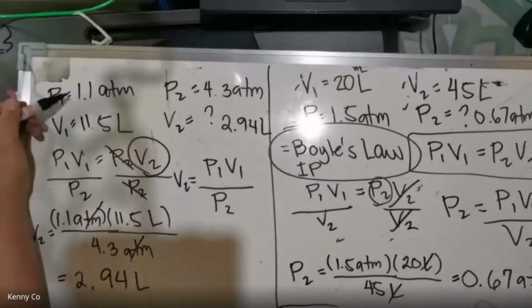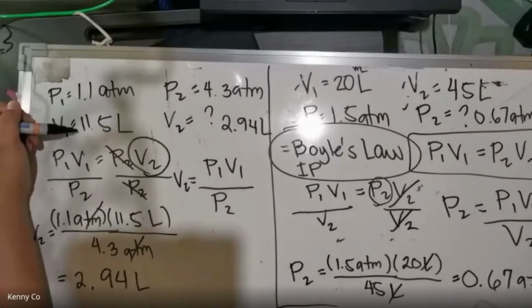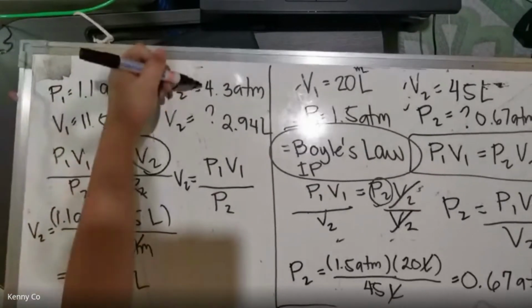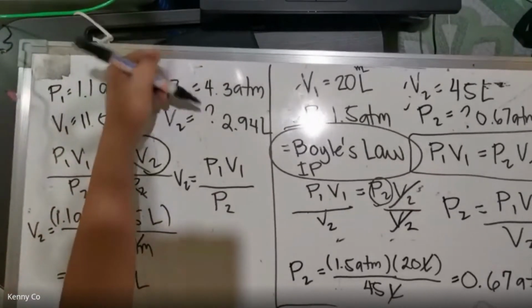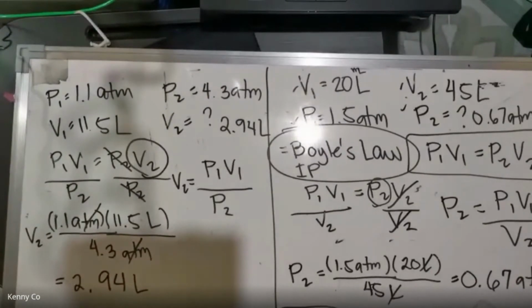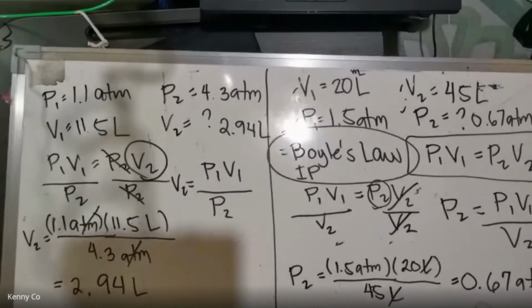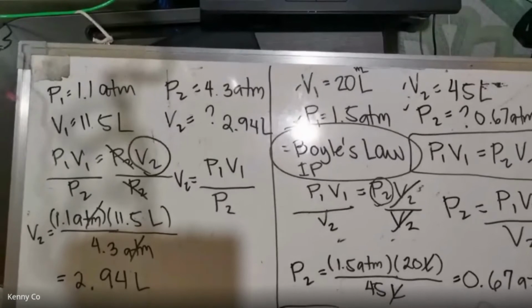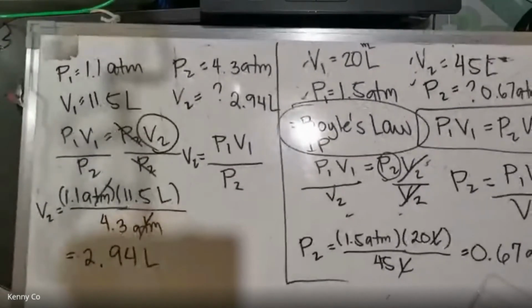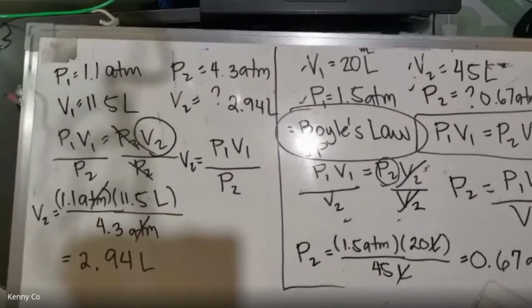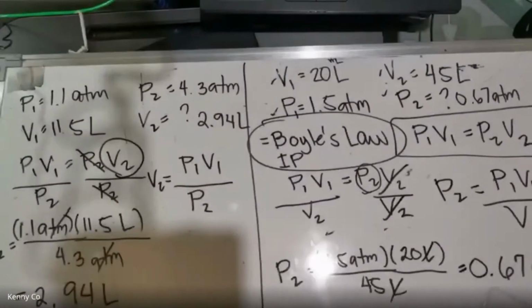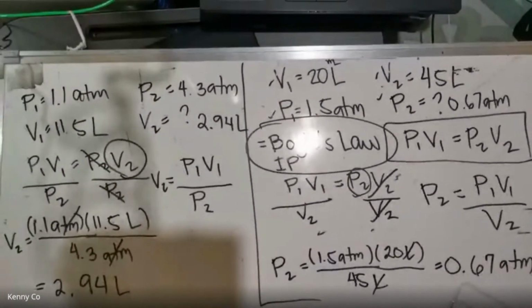Nung ang pressure niya ay 1.1, ang volume ay 11.5. Nung tinaasan ng pressure to 4.3, ano nangyari sa volume? Bumaba. So, inversely proportional. Madali lang ang gas law, di ba? So you just have to know how to identify the given. Okay, let's move to number 3.